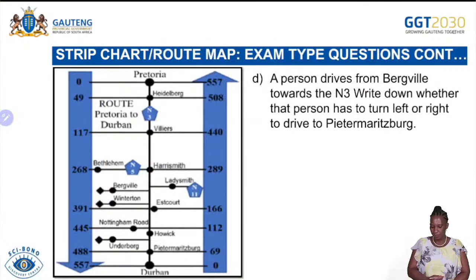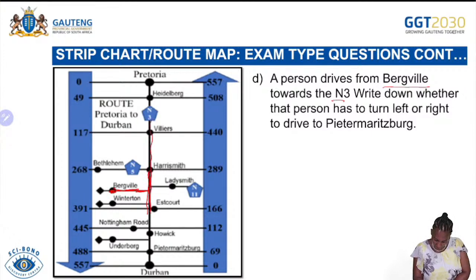The next question: a person drives from Bergville. Now let's first identify. It says the person travels from Bergville towards the N3. So there's our Bergville, and they are traveling towards the N3. They want to join this route. They're traveling from here, they want to join this tree. This is our N3, as you can see.